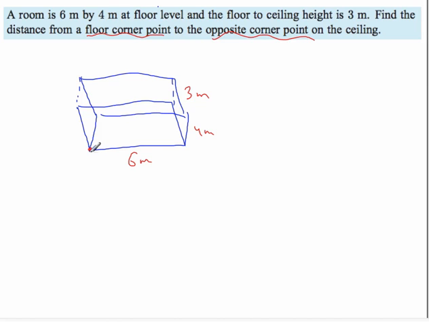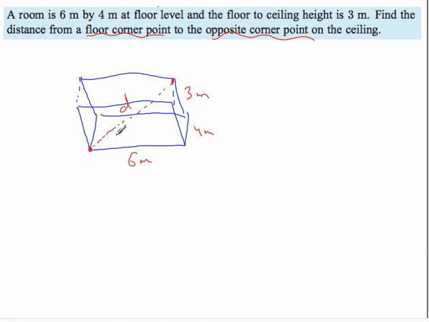Well, here's a floor corner point. The opposite point would be over here. So this is the longest distance between two points in this room. So here's your distance that we're looking for. Let's call it D. So we're looking for this distance, and the easiest way to do this is to find a right triangle. Now this room is full of rectangles, so it should be easy to find a right triangle. So we're looking for this side.